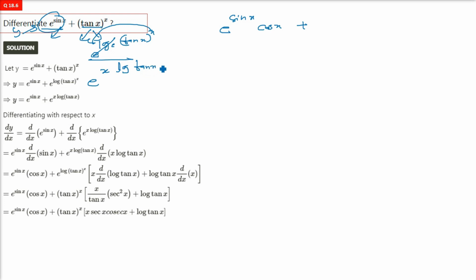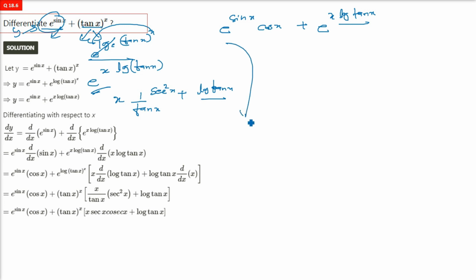So we have to differentiate e to the power x log tan x. So we have to differentiate this. So e to the power x log tan x, and then the derivative of x log tan x, because e to the power anything will be e to the power that thing only. And x times 1 by tan x, and derivative of tan x is sec square x. Then we have log tan x and d by dx of x is 1. So x log tan x differentiation by product rule is this result.